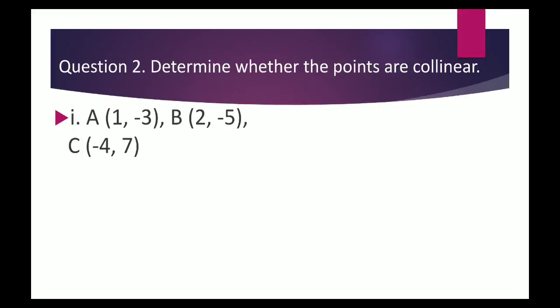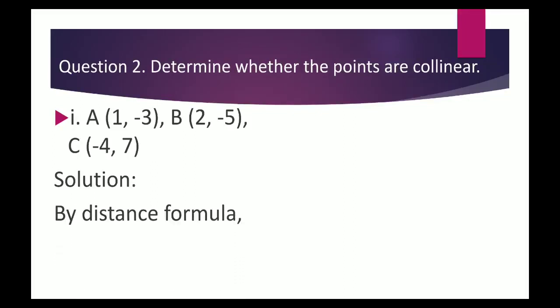Determine whether the points are collinear. So we have 3 points. The point A is 1 comma minus 3, B is 2 comma minus 5, and C is minus 4 comma 7. We have to find whether they are collinear or not. Solution: by distance formula, we are going to use the distance formula.